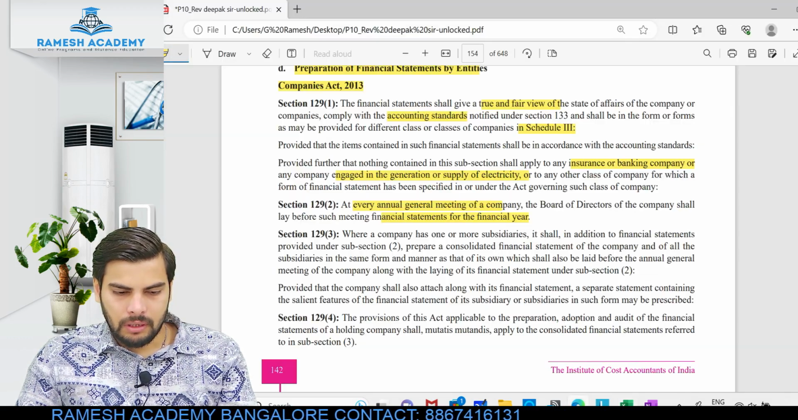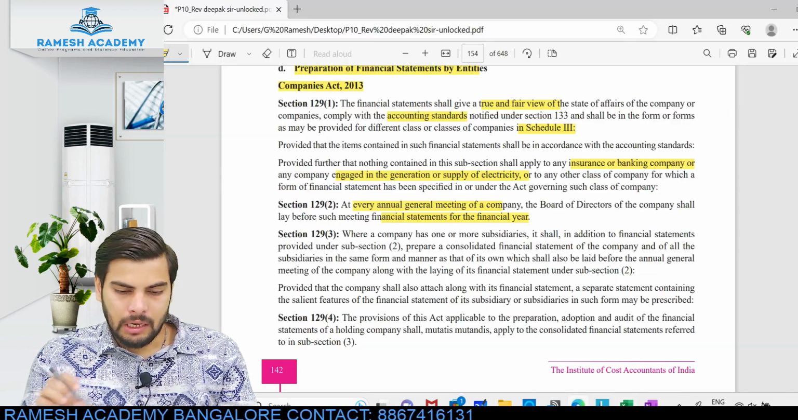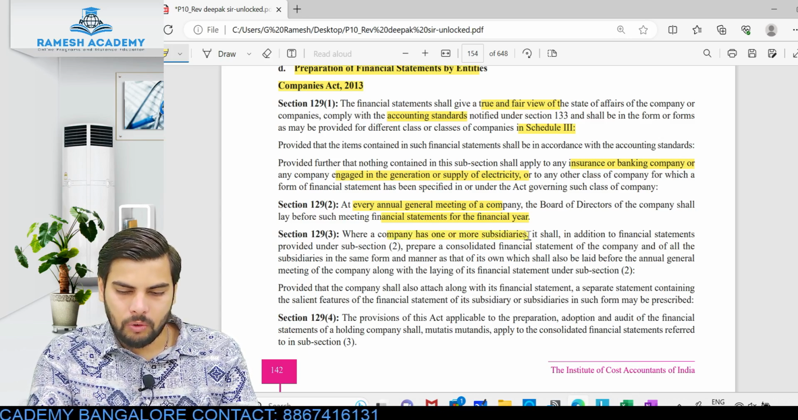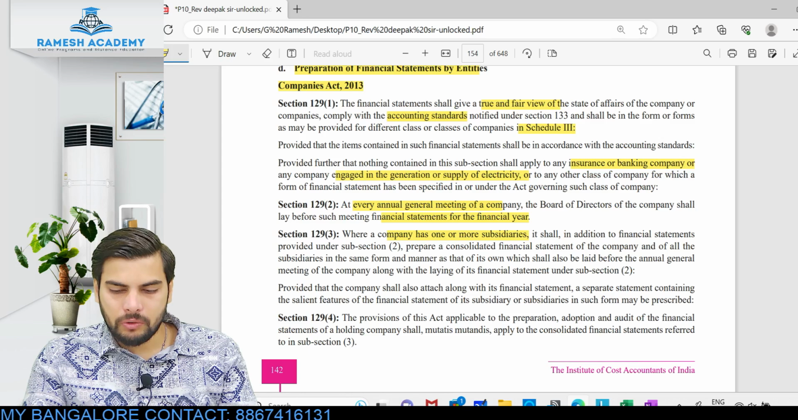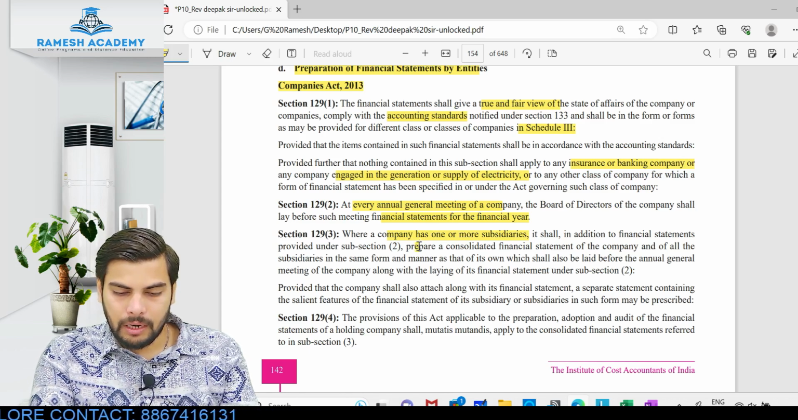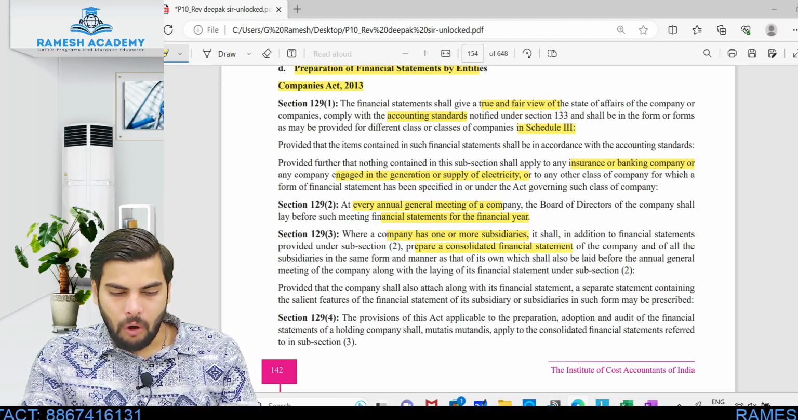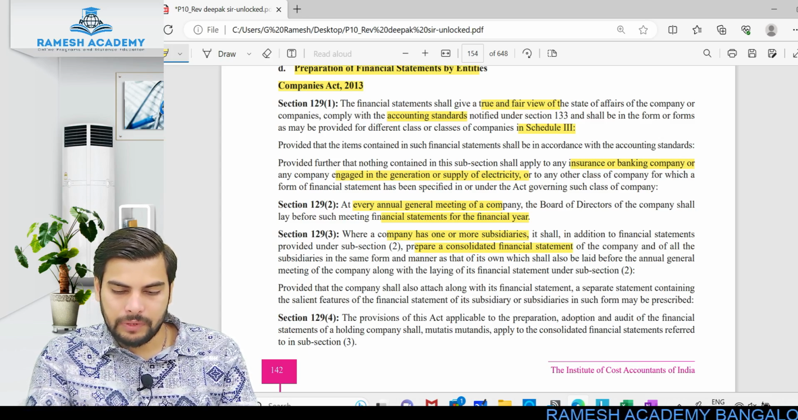Simple. Now let's have a look at subsection 3, where a company has one or more subsidiary. If the company has one or more subsidiary, it shall, in addition to the financial statement provided under subsection 2, prepare a consolidated financial statement of the company and of all the subsidiaries in the same form and manner as that of its own, which shall also be laid before the annual general meeting of the company along with its financial statement.